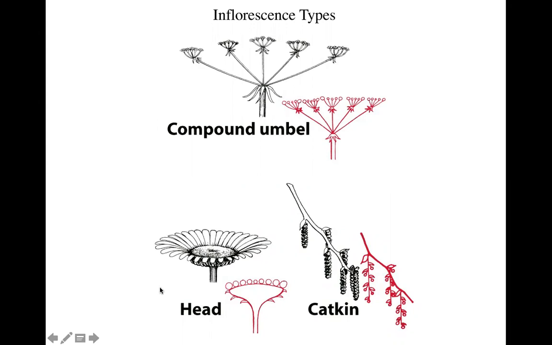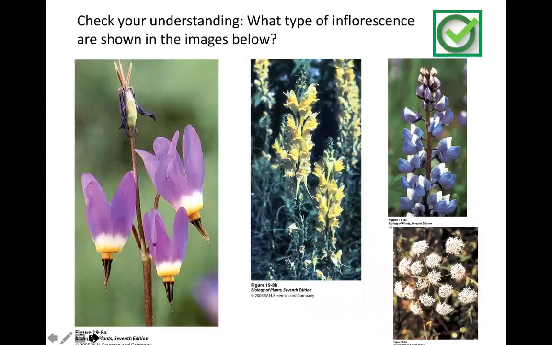And then we have a head. We talked about the composite head of the Asteraceae family in my first lecture, and then catkins, which are inflorescences that droop or hang downward with clusters that are borne off of a main stem. So take a few minutes, look at these pictures, and you can refer back to the drawings from the last page and try to determine which category of inflorescence each of these flowering plants would fit into.